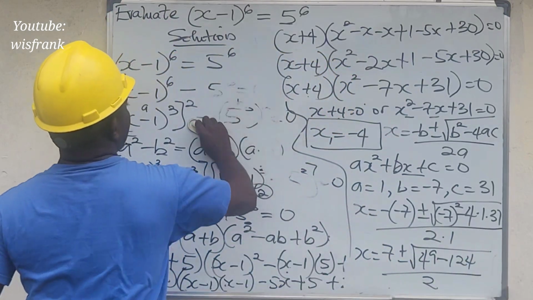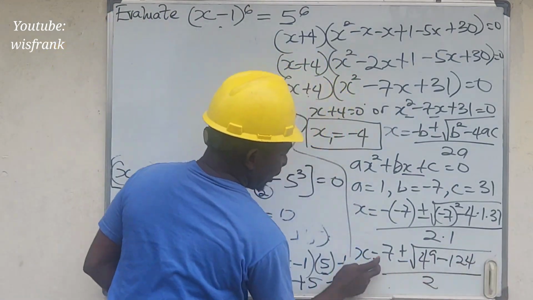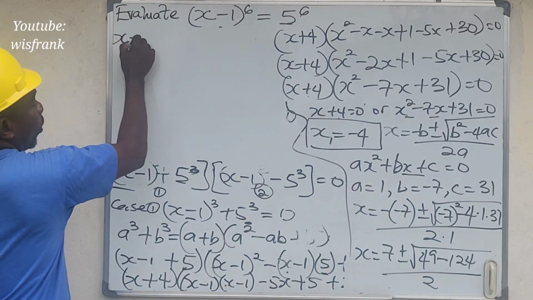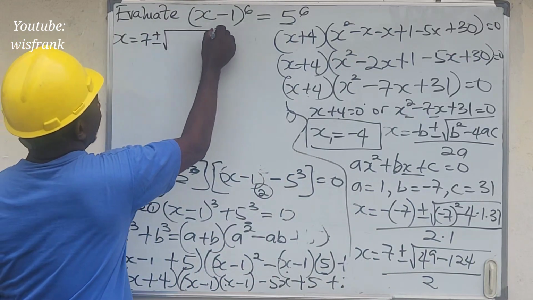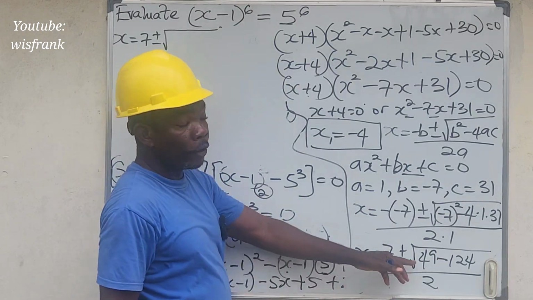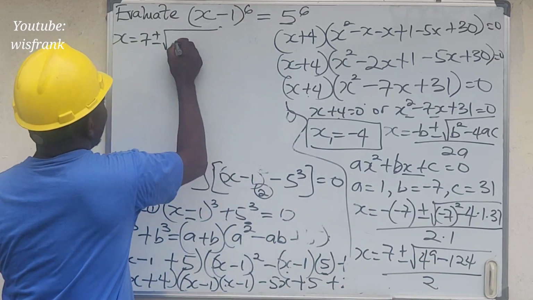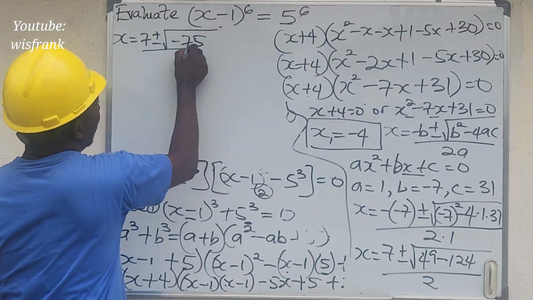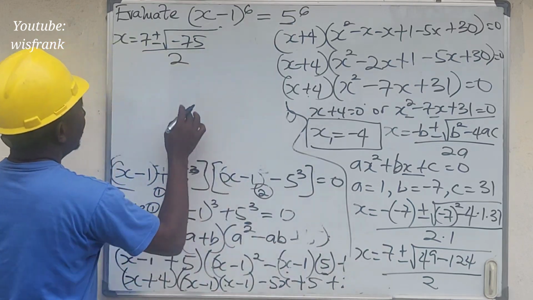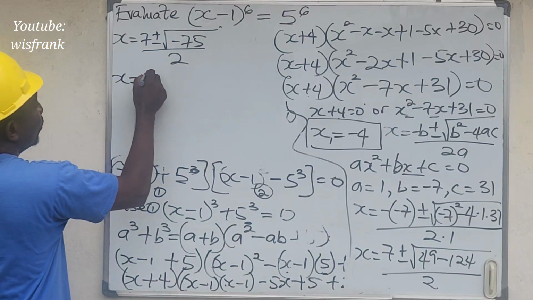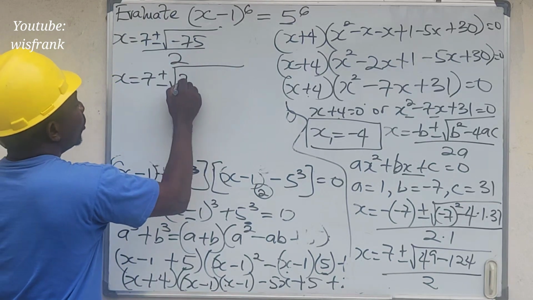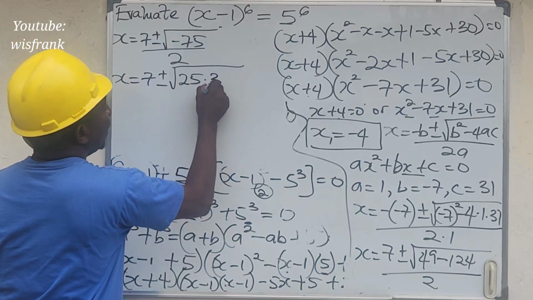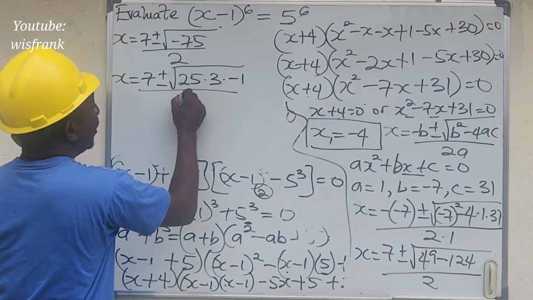And we need to clean this, move over to this other side. So as we say, this is the value of x equals to 7 plus or minus, we have here square root of 49 minus 124 will give us minus 75, all over 2. So that is what we have. This is the same thing as x equals to 7 plus or minus square root of, this is the same thing as, 25 times 3 times minus 1, all over 2.